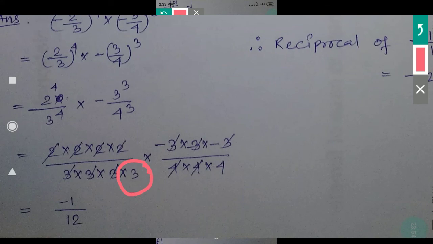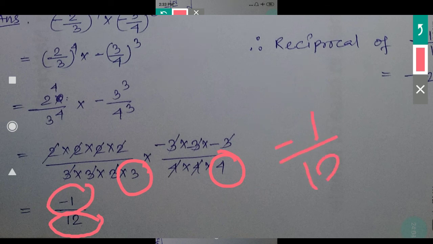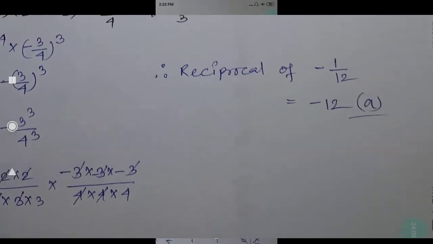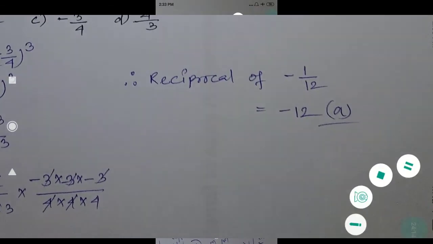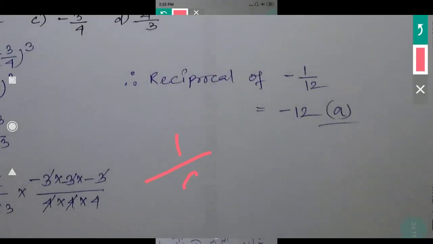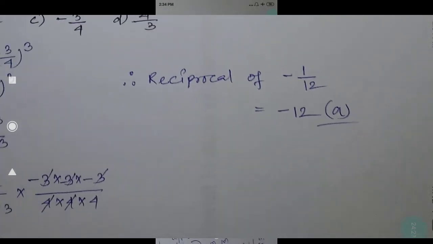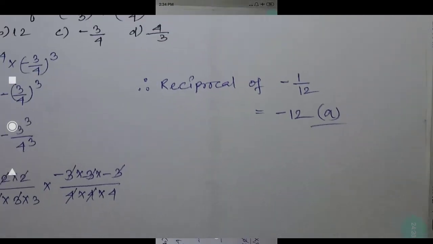Here 3 is there, here 4 is there. 3 4s are 12. In the numerator, 1 minus is there, so it is minus 1. But this is not your final answer. Minus 1 by 12 is what we have got after simplification. But in the question it is asked, find the reciprocal of this. So that means the reciprocal of minus 1 by 12. Reciprocal means, if it is given like 1 by 2, the reciprocal of 1 by 2 will be 2. That means the numerator will become the denominator and the denominator will become the numerator. So see, the reciprocal of minus 1 by 12 is how much? Minus 12.